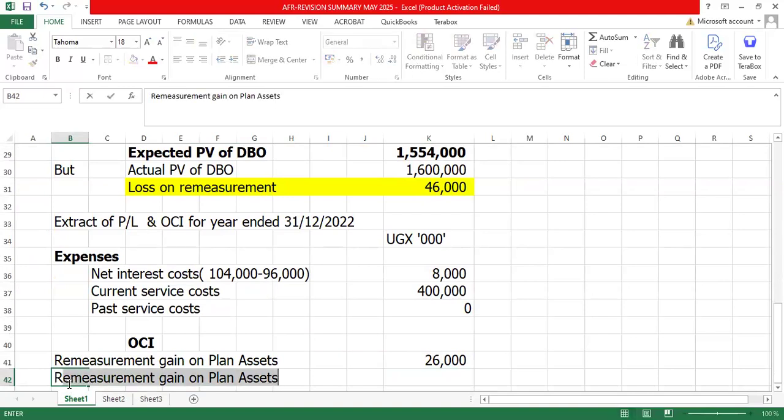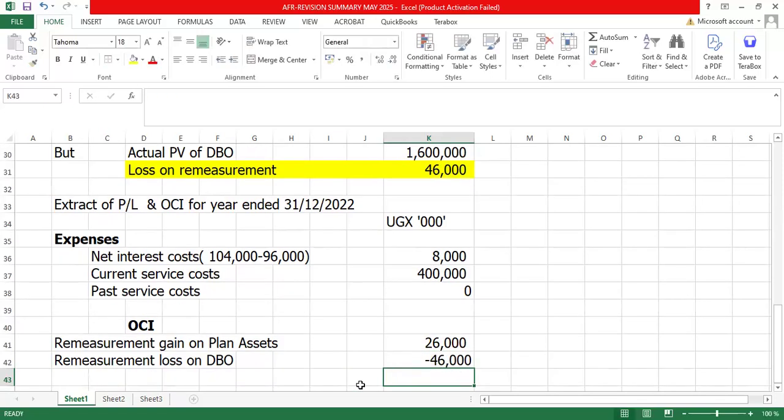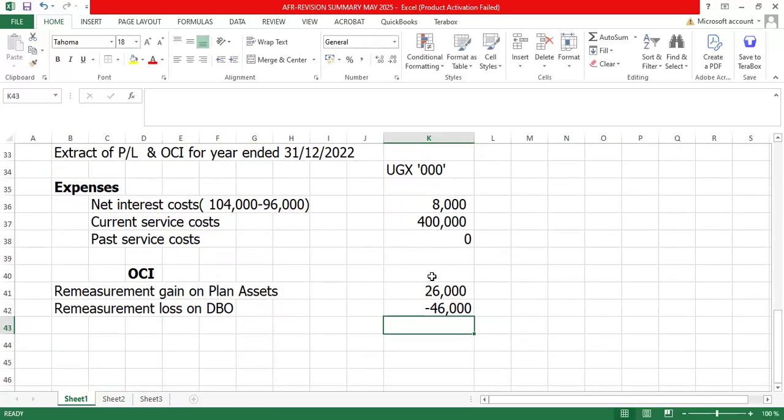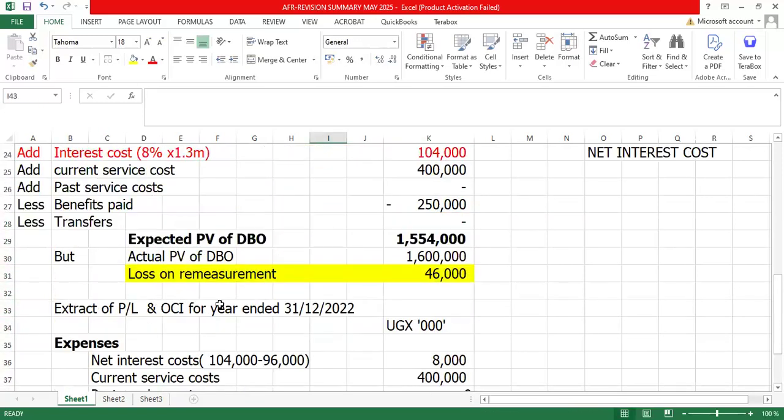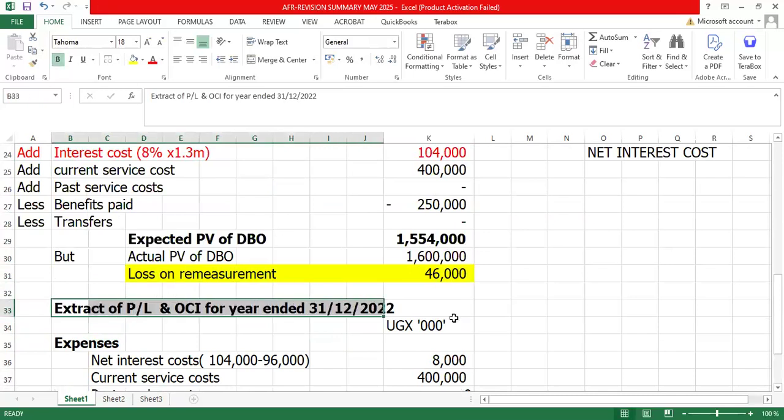Then you have remeasurement loss on defined benefit obligation. That one you must put as a negative 46. Then if at all you want to sum up, you can get the total comprehensive charge by adding all these. But here you are showing, so this is just an extract.